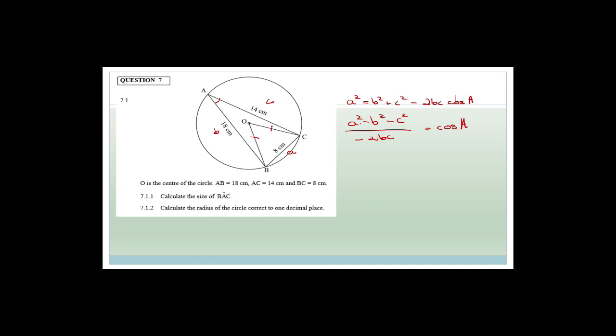So therefore, we've got that A is 8, that's 64, minus B squared, I have no idea what 18 squared is, minus 14 squared, all over minus 2 times 18 times 14, and that has to equal cos A. So let's pop that into our calculator.